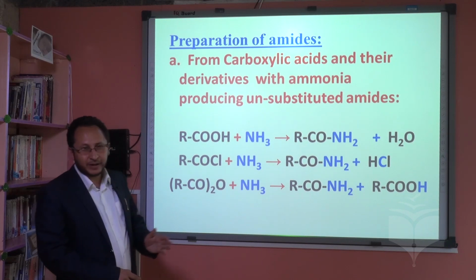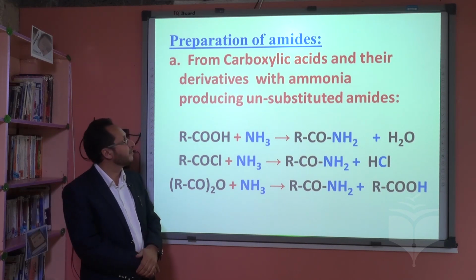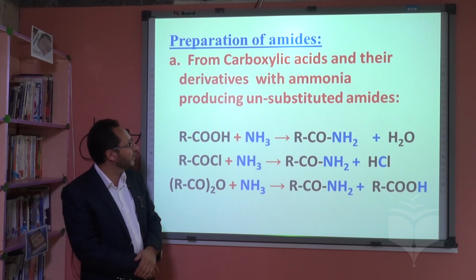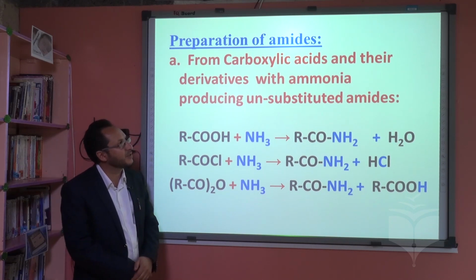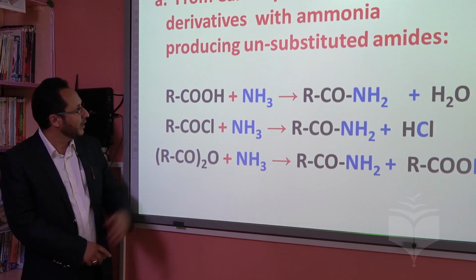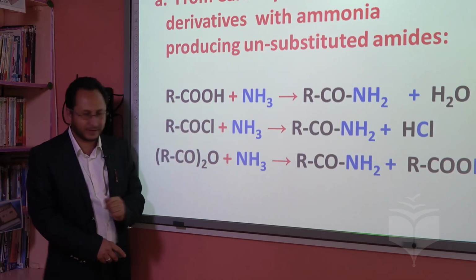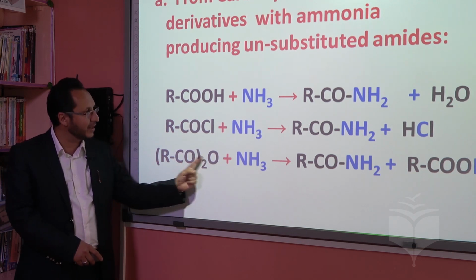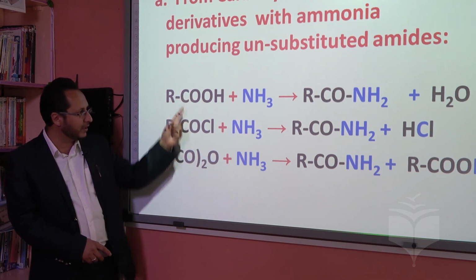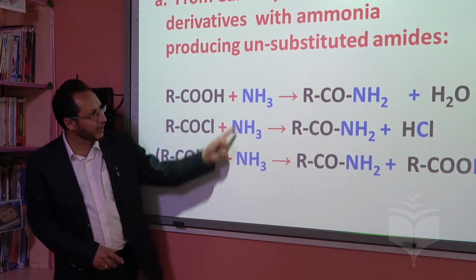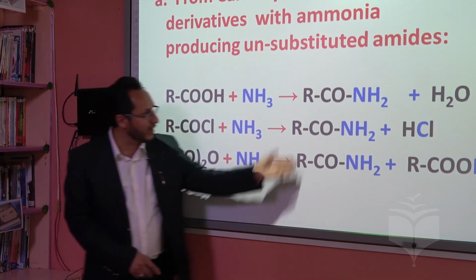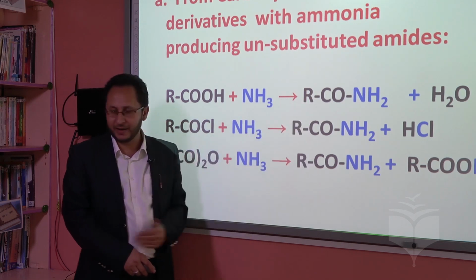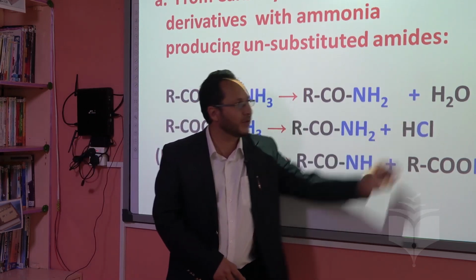Now, preparations of amides. From carboxylic acids and their derivatives with ammonia, producing unsubstituted amide. This is carboxylic acid, or acid chloride, or acid anhydride. Any type of them with ammonia, all of them give us unsubstituted amide, the same formula. The only difference is the side product.